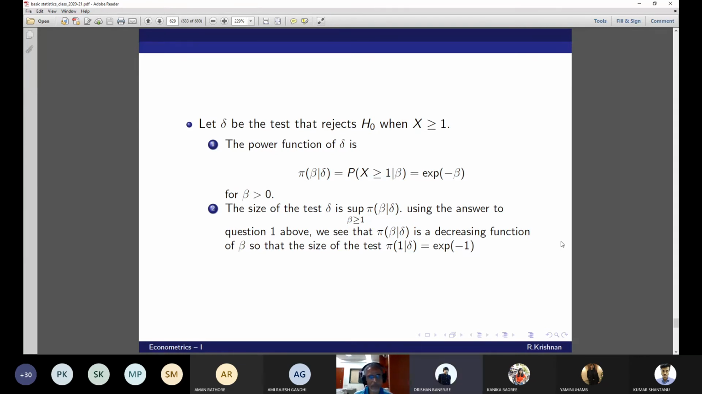Let delta be the test that rejects h0 when x is greater than or equal to 1. The power function is simply this: probability of X greater than 1, conditional on beta. That's why I gave you the probability limit. So 1 minus this thing, so exponential minus beta for beta greater than 0. The size of the test is the supremum over beta greater than 1 of the power function of delta. Using the answer to question 1 above, we see that it's a decreasing function of beta, so that the size of the test will be exponential minus 1 because it's a supremum.